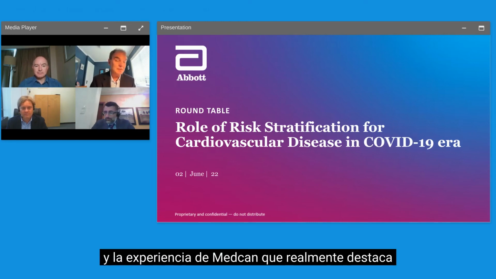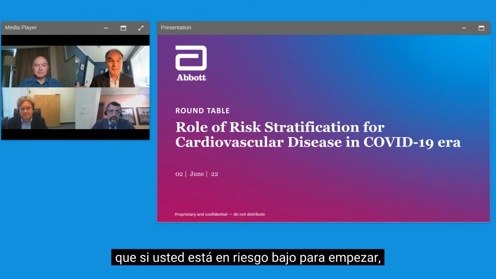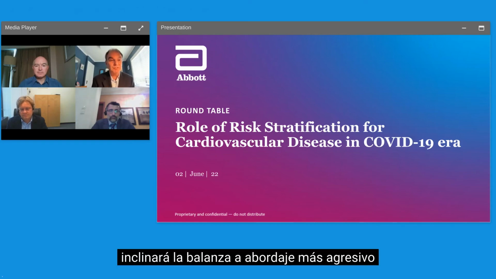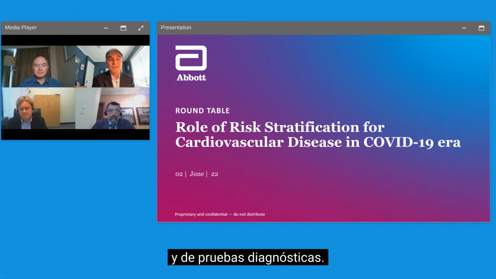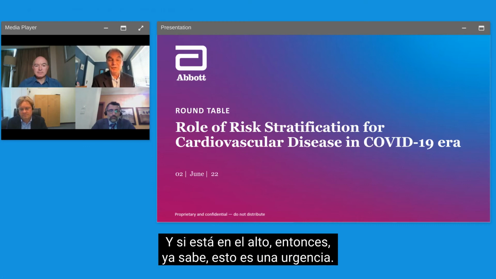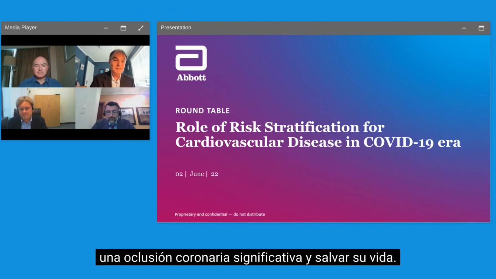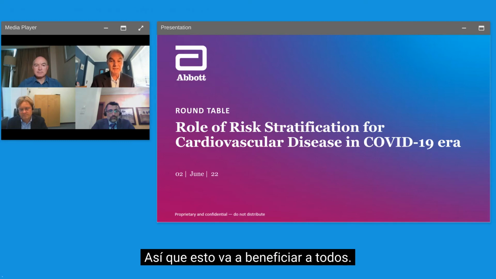And the Medcan experience has really highlighted that. If you are at low risk to begin with, a low level will reassure you. If you are at a moderate risk, it will tilt the balance to a more aggressive approach and diagnostic testing. And if you are high, then you know this is an urgency. You better get tested, because this could uncover a significant coronary occlusion and save your life. So this is going to ultimately benefit everyone.